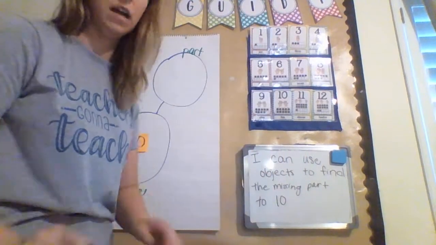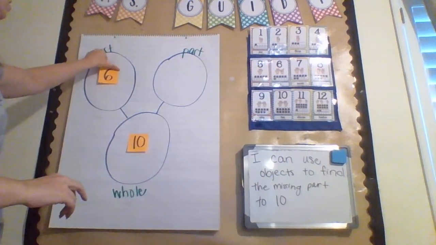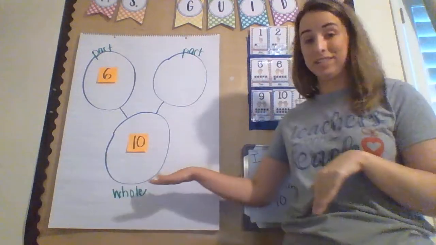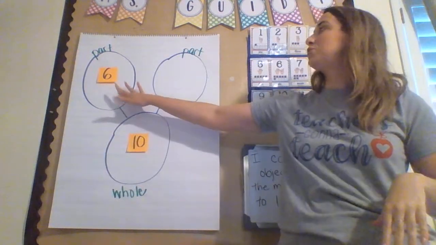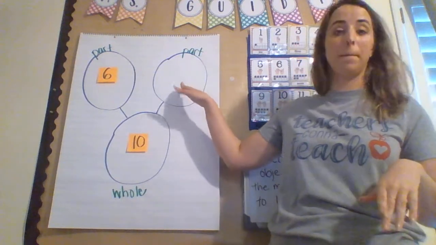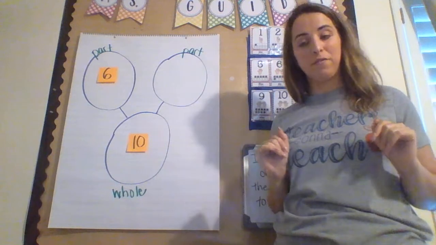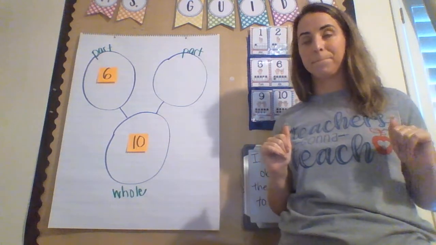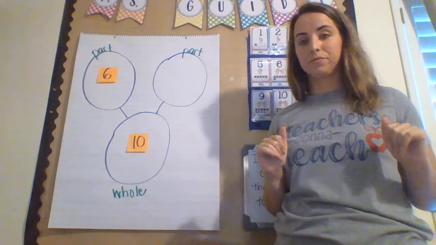Here we go. Our next number is the number 6. So I know in all I have 10, and my first part is 6. Okay, so what must my other part be? Go ahead and pause me if you need a moment. Use your counters. All right, here we go.